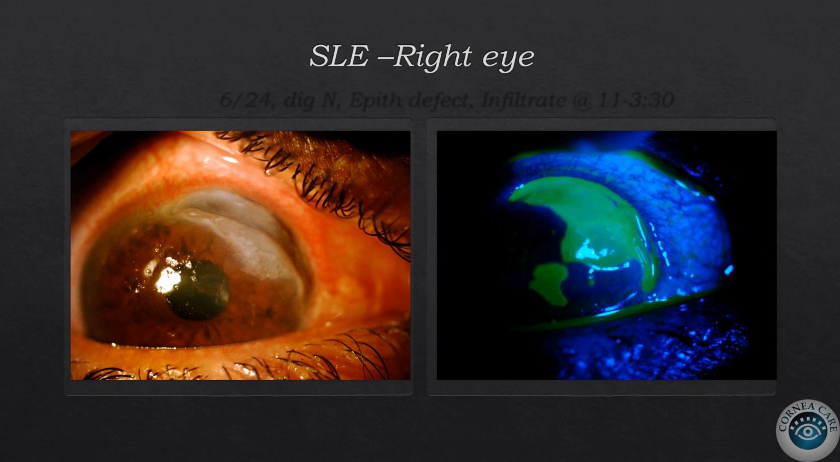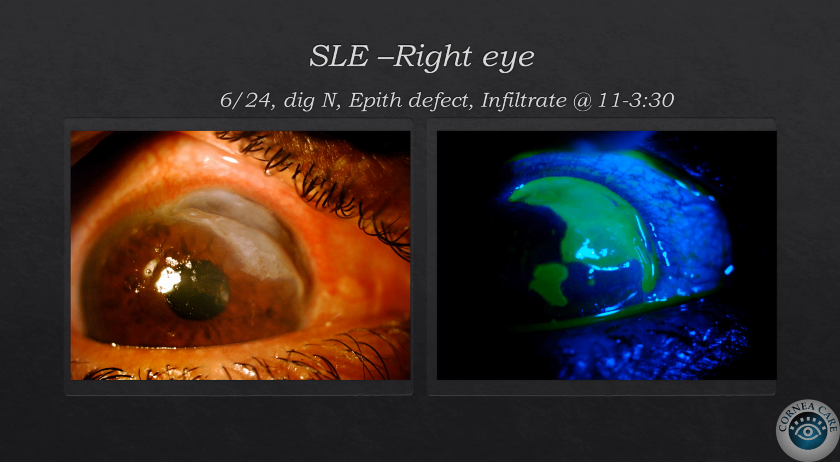His right eye had a peripheral epithelial defect and whitish corneal infiltrate from 11:30 to 3:30. Outer edge of this infiltrate had 80% thinning.